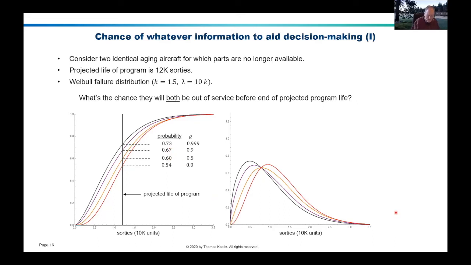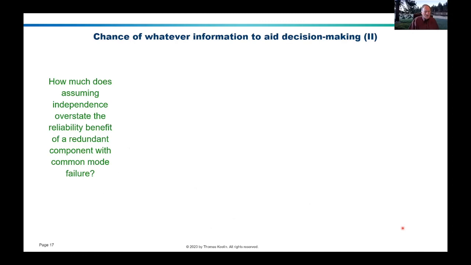I mean, there are lots of other chance of whatever questions one could ask, but it's just an illustration of how you can use this quantile table once you have calculated it, and you store the quantile table, and then you can, in closed form, quickly answer any such questions that you might have. So let's do one other chance of whatever question. The question that I stated at the beginning: how much does assuming independence overstate the reliability of a redundant component with a common failure mode?